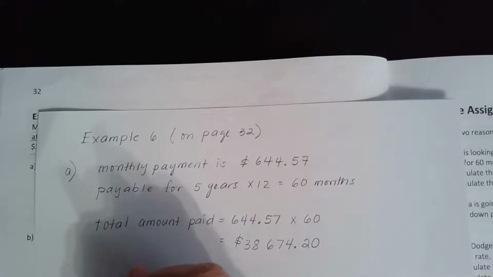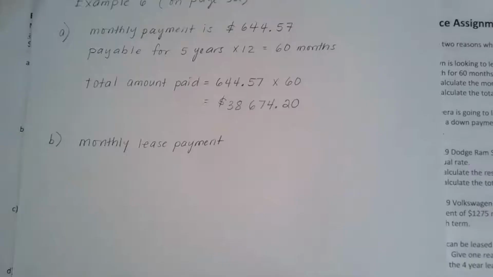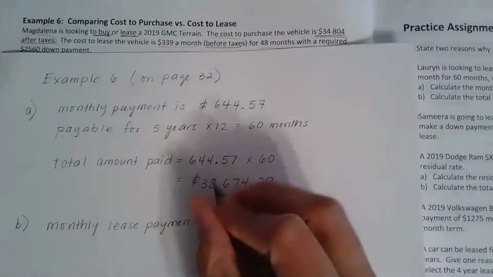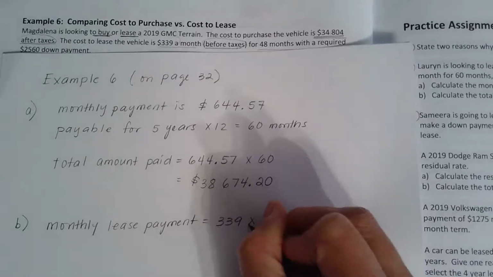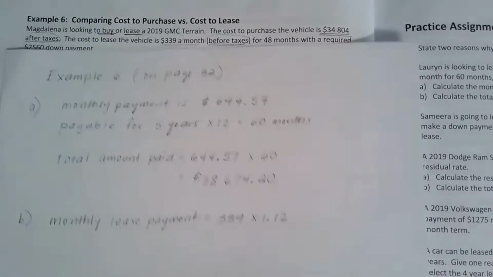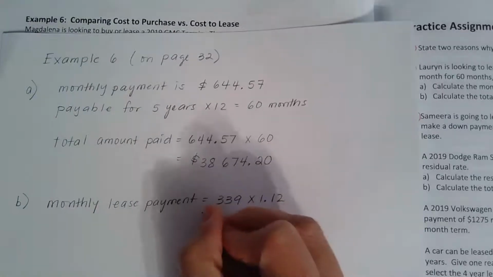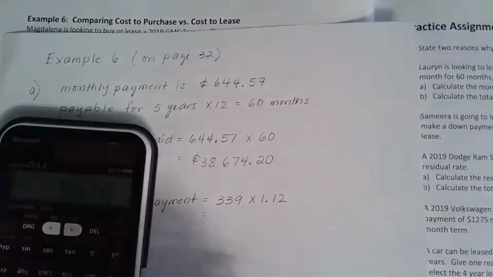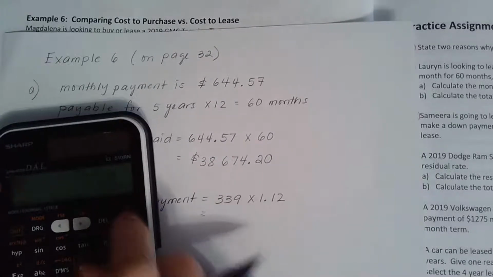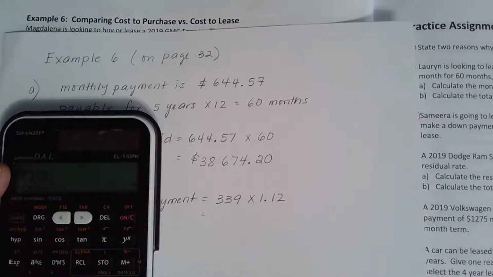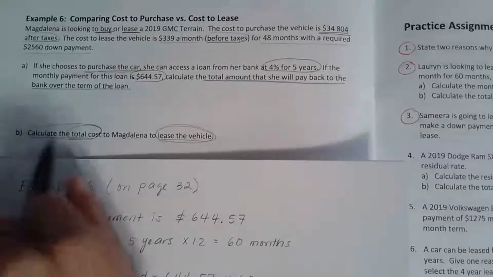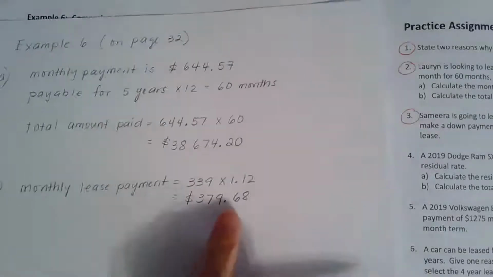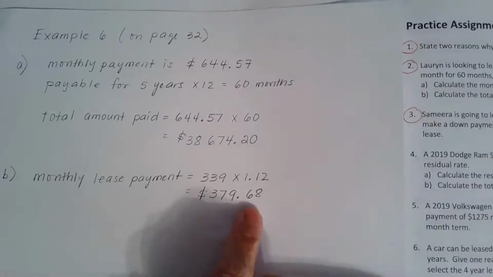The monthly payment is 339 times 1.12, and we already know how to do that. I'm not going to explain that further, because we're going to apply both taxes. So 339 times 1.12 gives us the cost. Calculate the total cost. Well, this is not the total cost. This is only one month's payment.